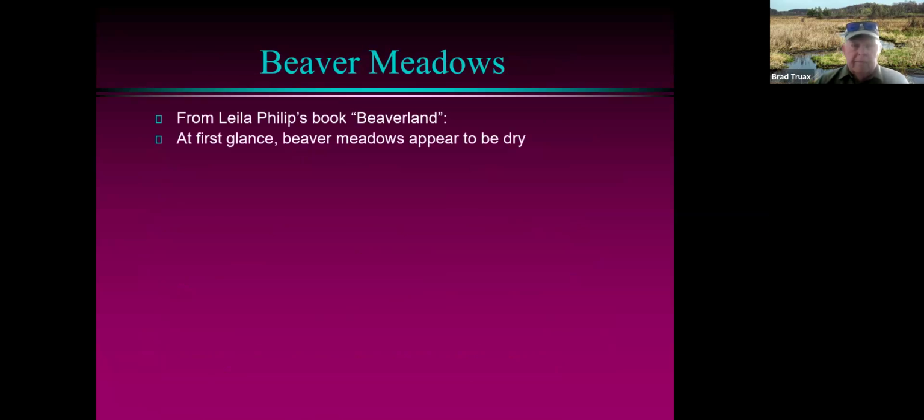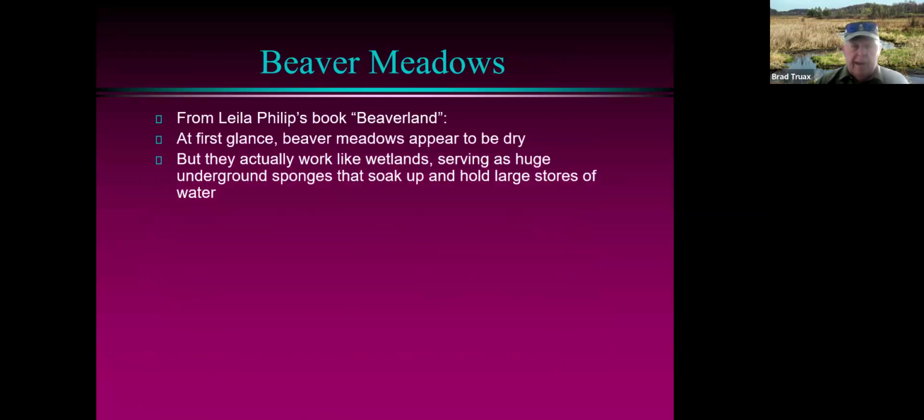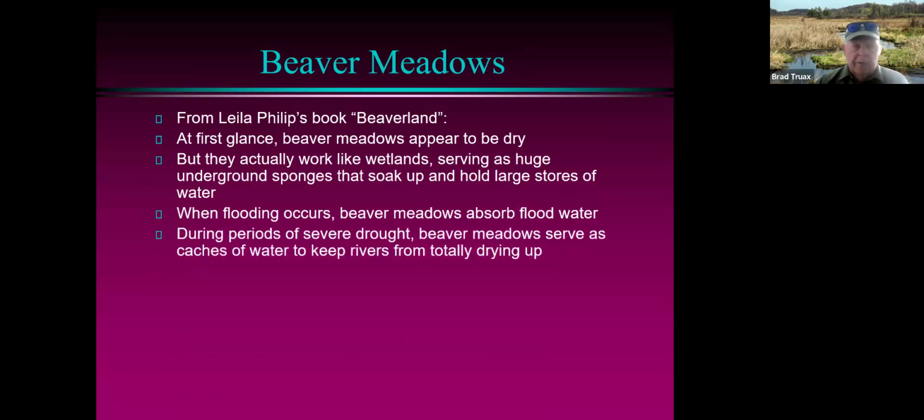So again, Lila Phillips wrote the book Beaverland. And at first glance, she says beaver meadows look like they're dry, but actually they work like wetlands, serving as huge underground sponges that soak up and hold large stores of water. And when flooding occurs, the beaver meadows absorb the flood water. And during periods of severe drought, the beaver meadows serve as caches of water to keep rivers from totally drying up.